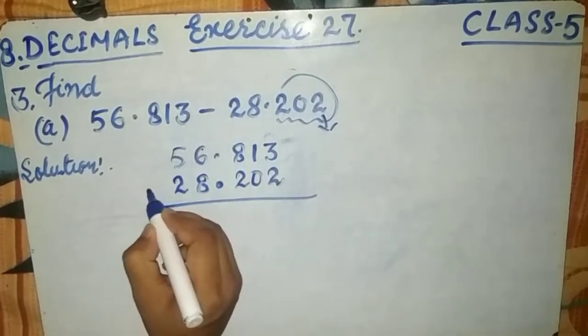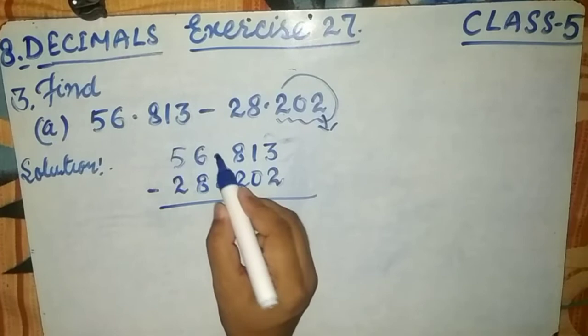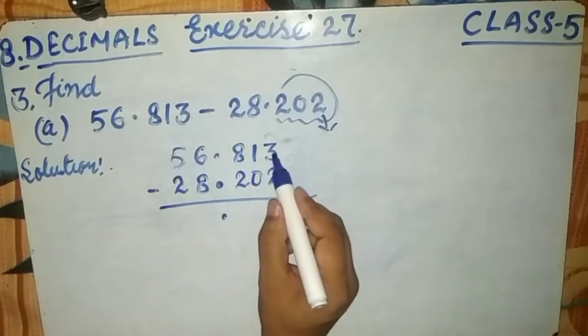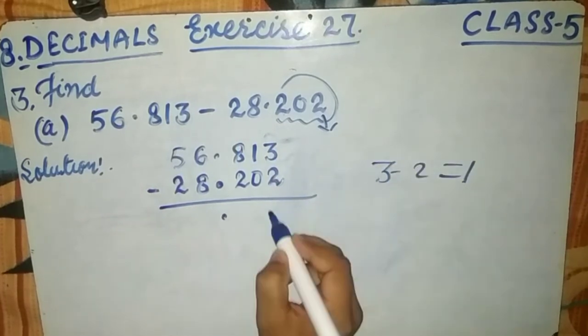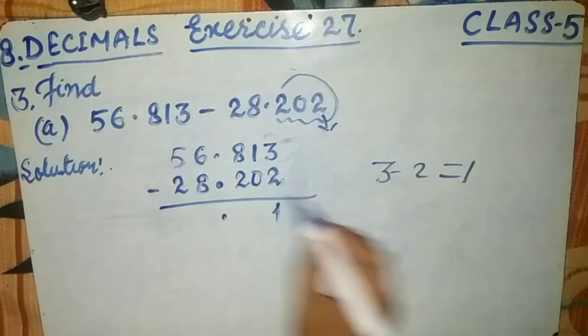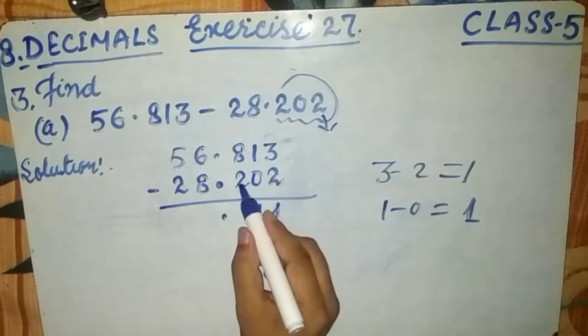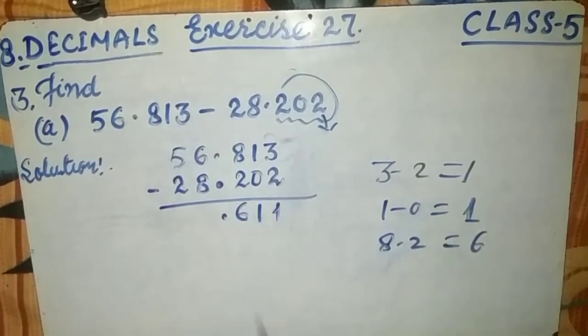Then write the minus sign. Now see friends, you know how to subtract two whole numbers. We have to subtract the same way, first placing the decimals along the decimal. Here the decimal. Now this is 3 minus 2. 3 minus 2 is equal to 1. So 1 is here. Here is 1 minus 0. 1 minus 0 is always 1. 1 is here. 8 minus 2. So 8 minus 2 is 6. 6 is here. This is the decimal.